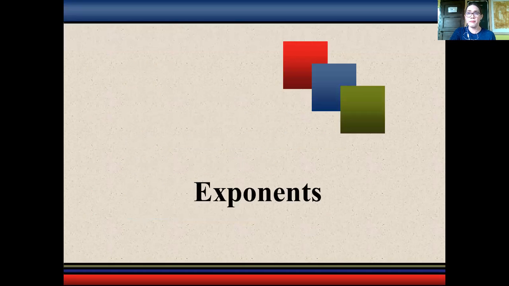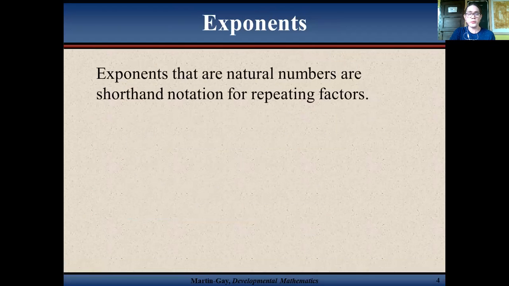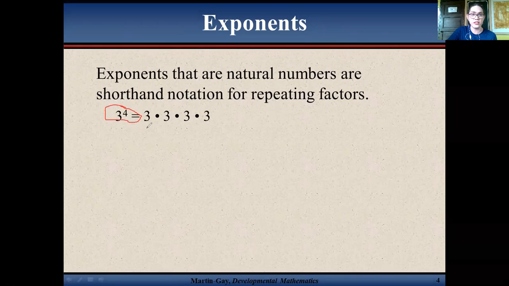Let's start to talk about exponents. When we say exponents, they are natural numbers that are shorthand notation for repeating factors. Example, 3 to the power of 4 can be written as 3 times 3 times 3 times 3. We have 3 to the power of 4 as exponential notation, and this one is a longhand notation. That's how we illustrate exponents or exponential notation.